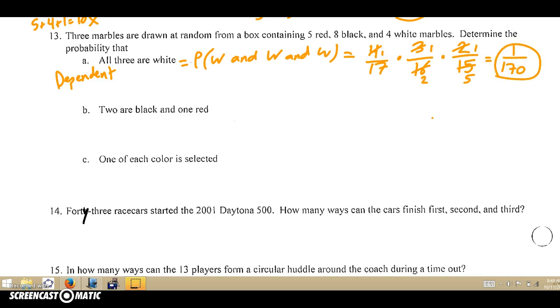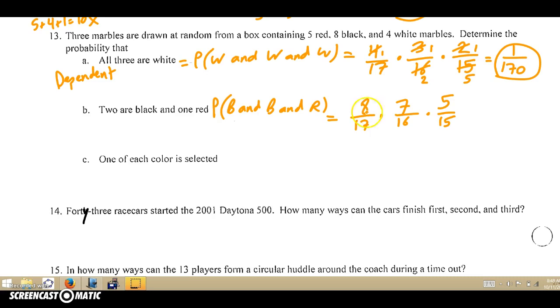Alright, how about 2 are black and 1 red? So what's the probability I get 2 blacks, and a red. Well, again, how many blacks are there? There are 8 out of 17 for the first go-around. There will be 7 out of 16 for the second go-around. And then on the third pick, it'll obviously be out of 15 total, because I've already picked 2 marbles. But how many reds are there? Well, picking black didn't affect the number of reds, so I still have 5 reds total.